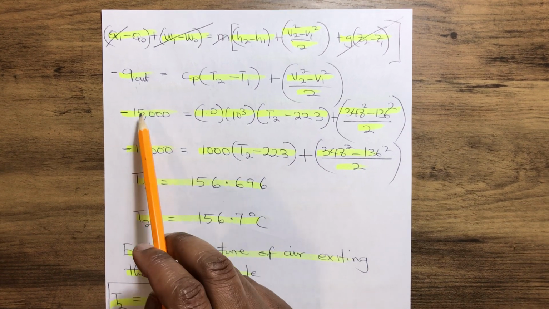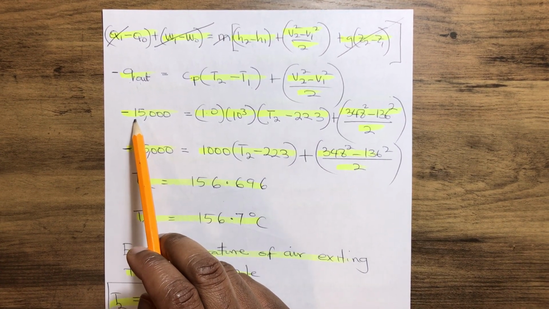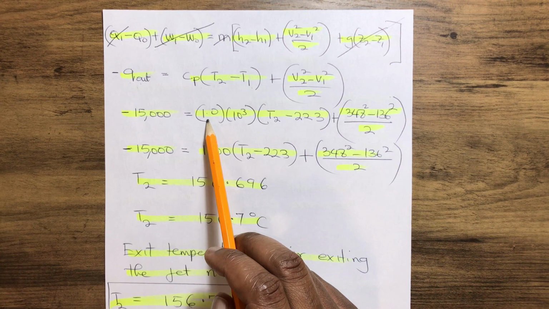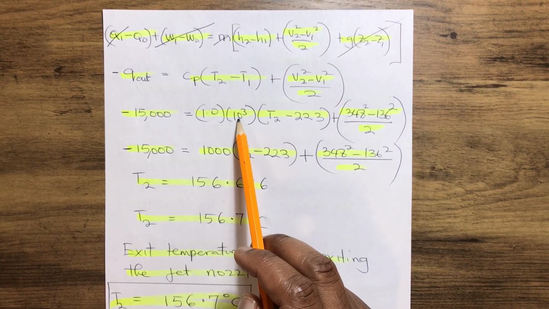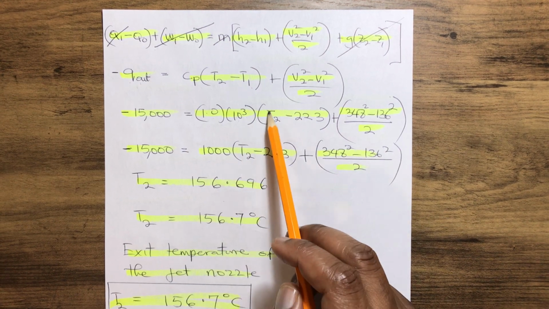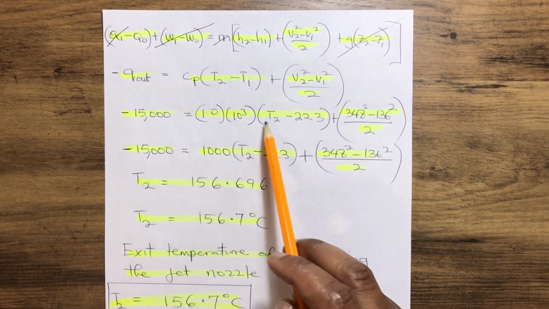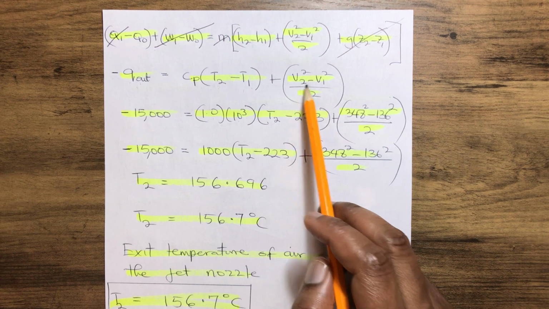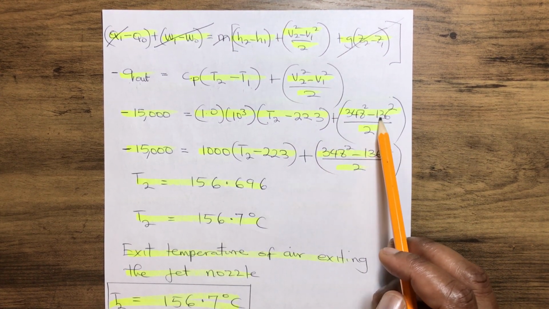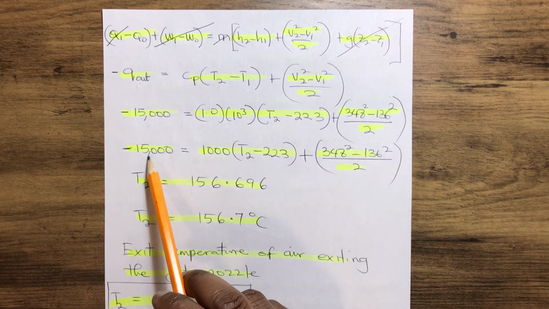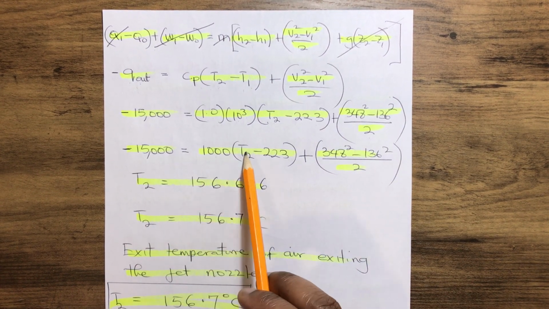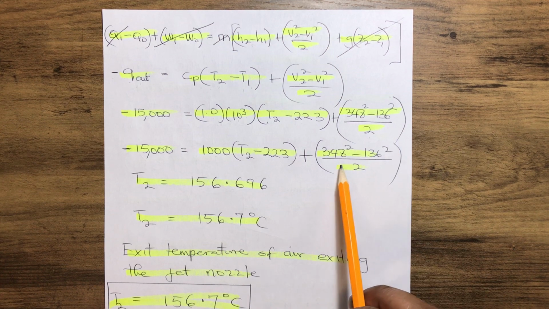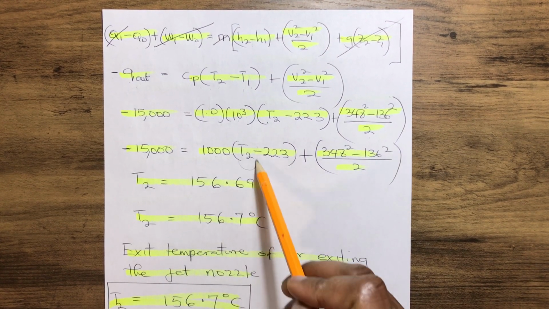Now, don't let us forget the heat lost from the nozzle equals 15,000 joules. Our Cp, which is 1.0 multiplied by 10 raised to power 3, into bracket our T2, which we have to find, minus T1, 223, plus our V2 squared, which is 348 squared, minus V1 squared, 136 squared, over 2. So that gives us minus 15,000 equals 1,000 (T2 minus 223) plus (348 squared minus 136 squared) over 2. From here, we're asked to find the T2.